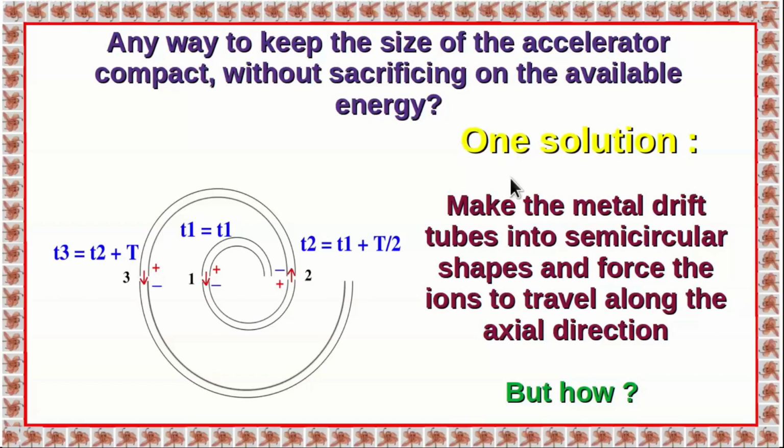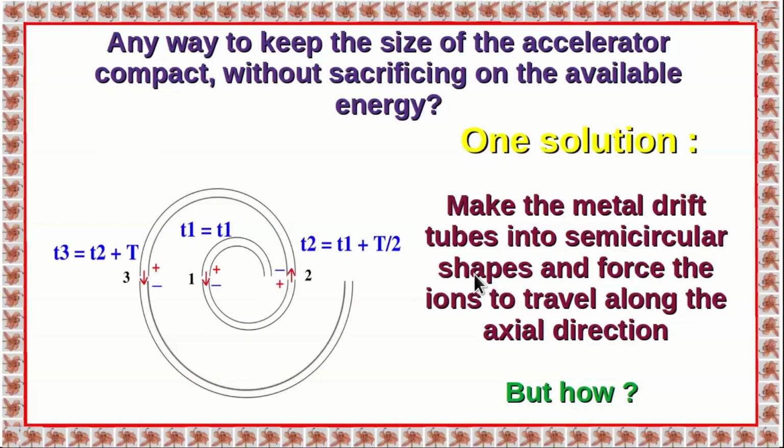So one solution obviously would be to bend the trajectory of the entire beam into a circular trajectory to start with. That means make the metal drift tubes into semicircular shapes and force the ions to travel along the axial direction of this particular shape of the beam pipes. The question is, but how? The size of the accelerator would be compact if we bend the total beam pipe into a spiral shape like this.